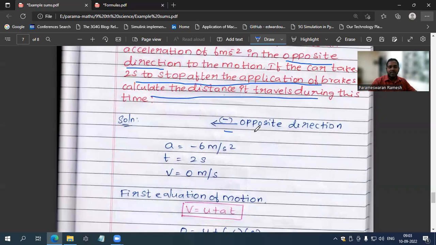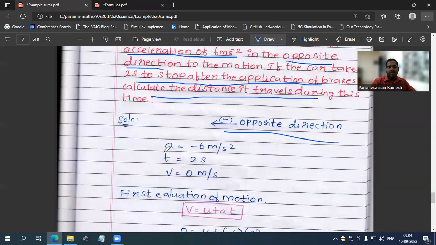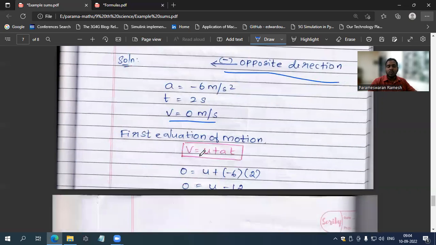If it is the opposite direction, then it's minus. So acceleration of 6 meter per second square is given, so a is equal to minus 6 meter per second square. t is equal to 2 seconds, because after applying the brake the car will stop. So v is equal to 0 meter per second. v is the final velocity. You know the first equation of motion: v is equal to u plus at. What is u? That is called the initial velocity.